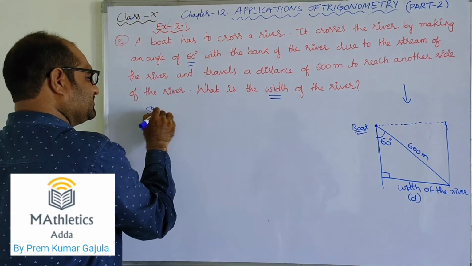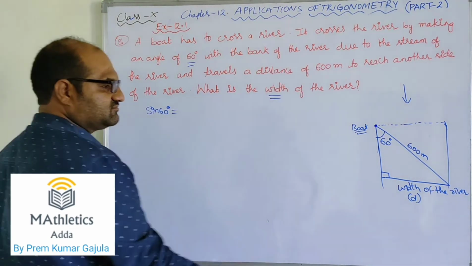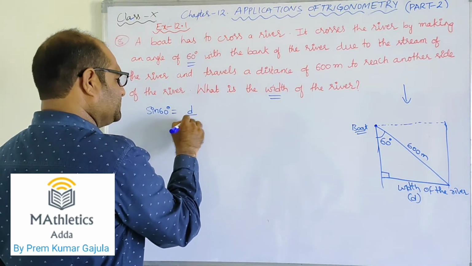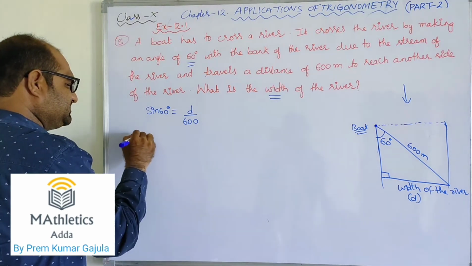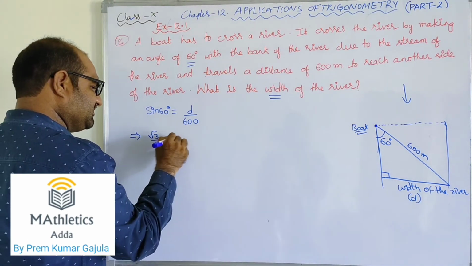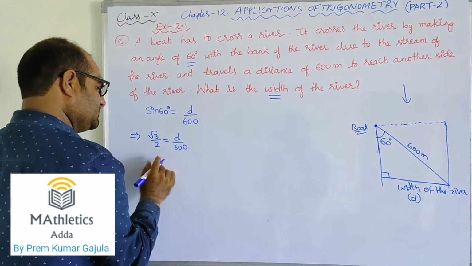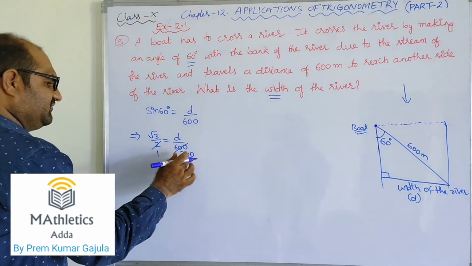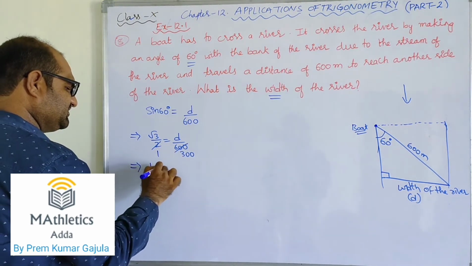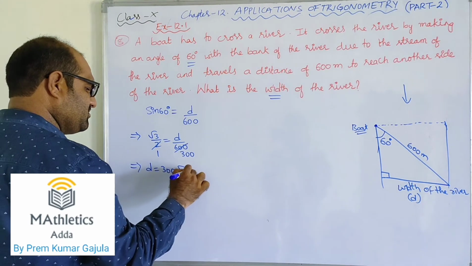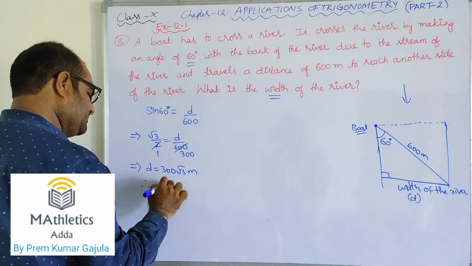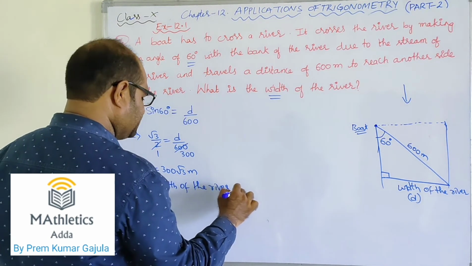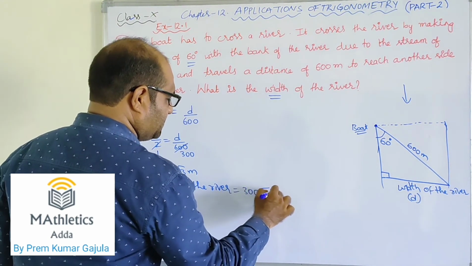From the figure, sine 60 degrees is equal to opposite by hypotenuse. Opposite I have taken as d, hypotenuse is 600. We know that the sine 60 value is root 3 by 2, which is equal to d by 600. Now here 2 ones are, and here 2 300s are. If you shift that 300 to that side, d is equal to 300 into root 3 meters, which is our required width of the river. Width of the river is equal to 300 root 3 meters.